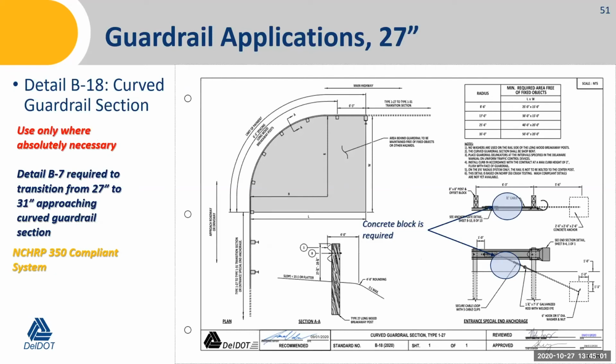B18, the curved guardrail section. This is for intersections, where we have guardrail wrapping around the intersection. Only used where absolutely necessary. There's not a suitable MASH system available. There is one MASH system that's available, which is really cumbersome as far as grading requirements go, and the need to maintain sand drums or sand barrels behind the curved guardrail section. We opted not to utilize that system and to maintain the existing system.